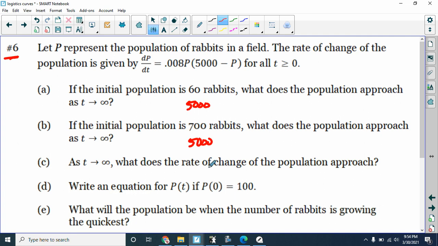As t goes to infinity, what does the rate of change of the population approach? As time goes to infinity, my slope is going to 0.